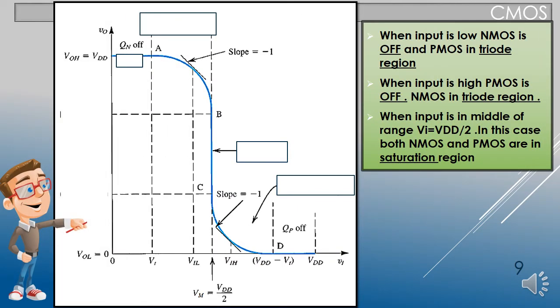Now this is the overall VTC diagram. VTC is voltage transfer characteristic. On x-axis there is input, on y-axis there is output. We have already discussed the ideal case of VTC. This is the ideal case. In this there is a sharp change, but we know that nothing is ideal. So this is the case for CMOS.